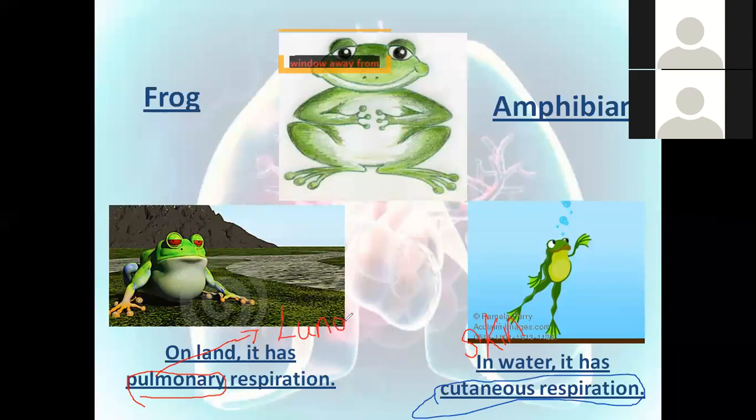So till now, we have different types of respiration. Whenever we have the lungs, it's called pulmonary. Wherever we have the skin, it's called cutaneous. And whenever we have the trachea, we have tracheal respiration. The frog is special. It has two different types of respiration: on land, pulmonary respiration, and under the water, cutaneous respiration.